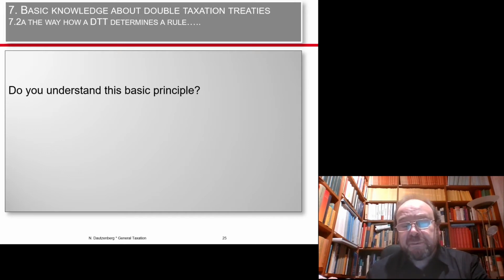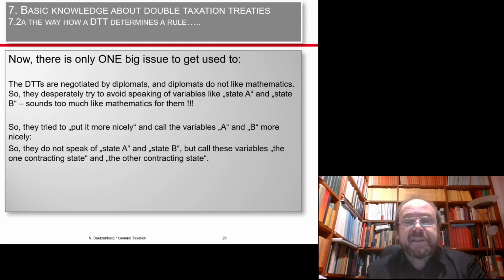Remember your times when you were confronted with a mathematical formula like A plus B plus 2AB plus and so on, and you went mad. And then when you just found out what A stands for and B stands for, then you filled in and, surprise, a number came out. So that's the same here.